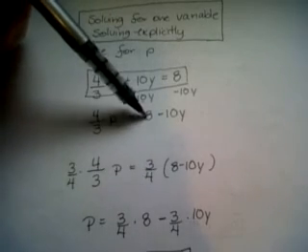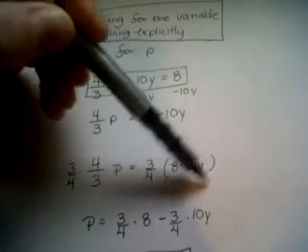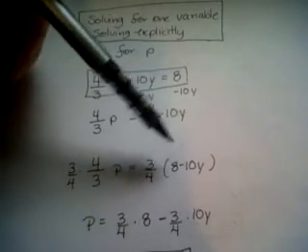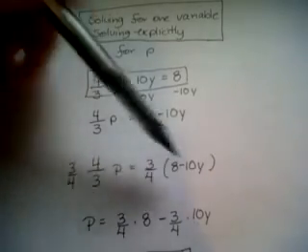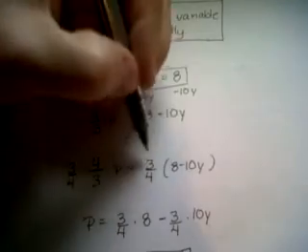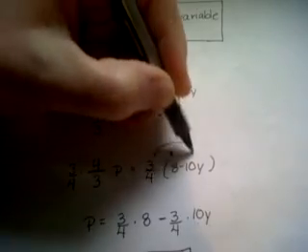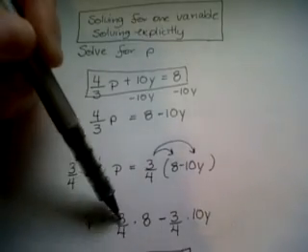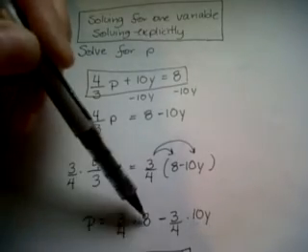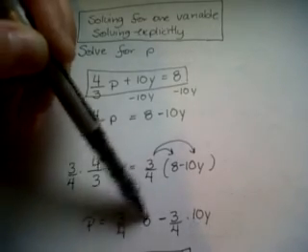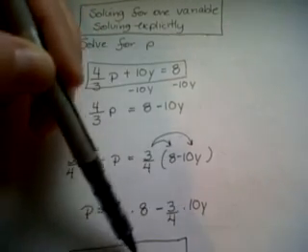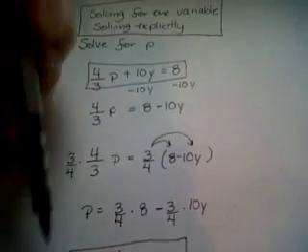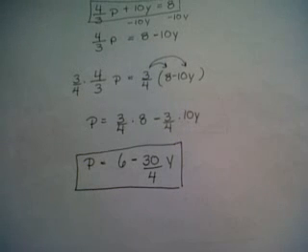So I have 3/4 times... Now I need to be careful. I'm not going to just times the 8. I need to multiply it to the whole thing. And that is where I see students make mistakes often, is they just multiply it to one part. But I need to multiply to the whole thing. So here I'm going to have to use my distributive property. So 3/4 times 8, and then 3/4 times negative 10y. Well, 3/4 times 8. 4 goes into 8 2 times, so I could cancel that with that 8 and get 2. And 3 times 2 gives me 6. And negative 3 times 10 gives me a negative 30 over the 4y. And there is my answer.